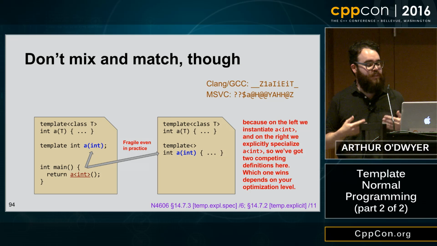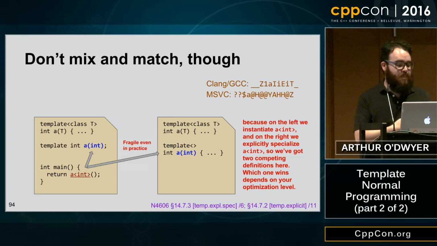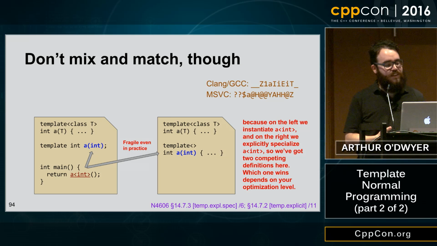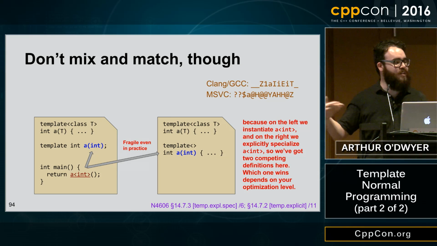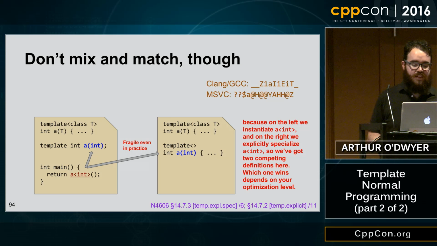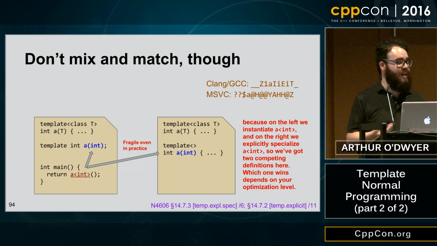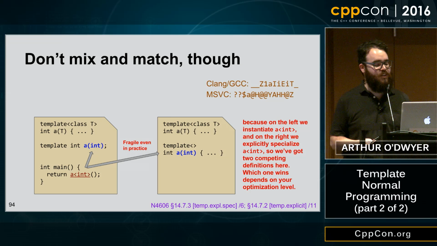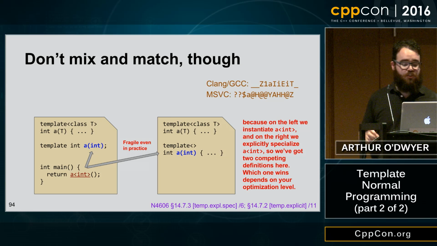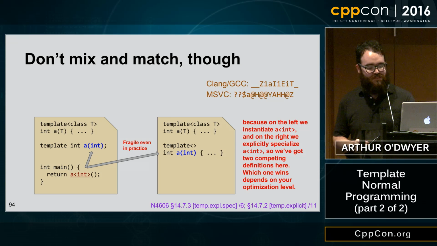And so the answer that I get from my main here is going to depend on whether it was inline from my translation unit or generated an out-of-line function called the other one, and it could depend on optimization level or what order they happen to get linked in, which order the linker decided to throw away the duplicate definition. So this is fragile even in practice and may change depending on things. So don't mix and match.